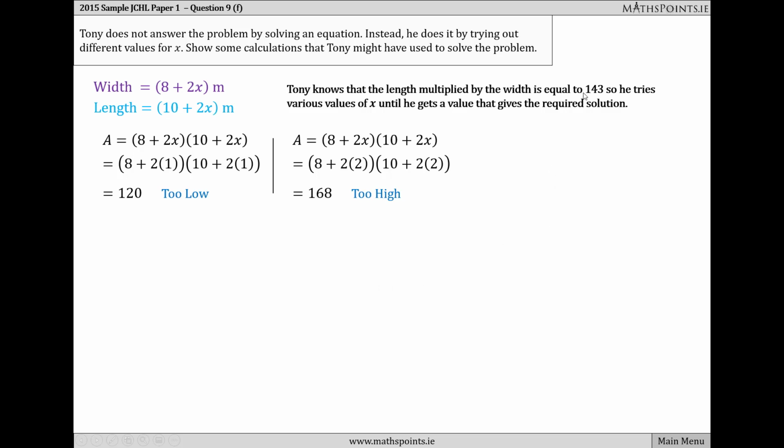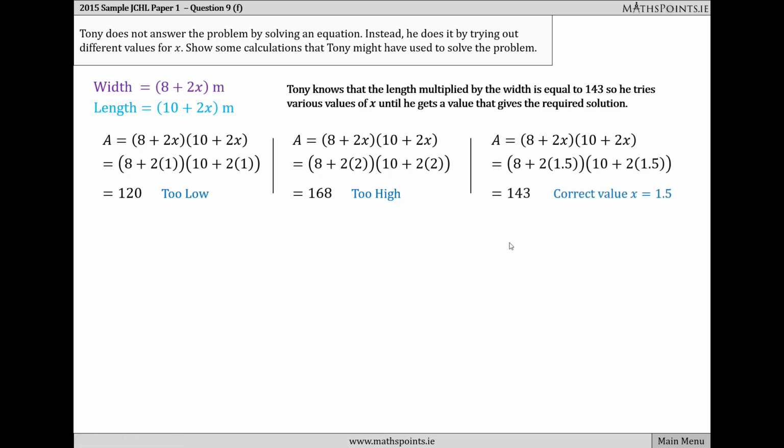Remember, Tony is looking for a value of x that will give him 143. So he selects a value that's between x equals 1 and x equals 2. So Tony selects x equals 1.5. If we sub in x equals 1.5 into our formula for the area, we get 143, which is the correct value for the area of the plot. And so Tony knows that the width of the path is x equals 1.5.